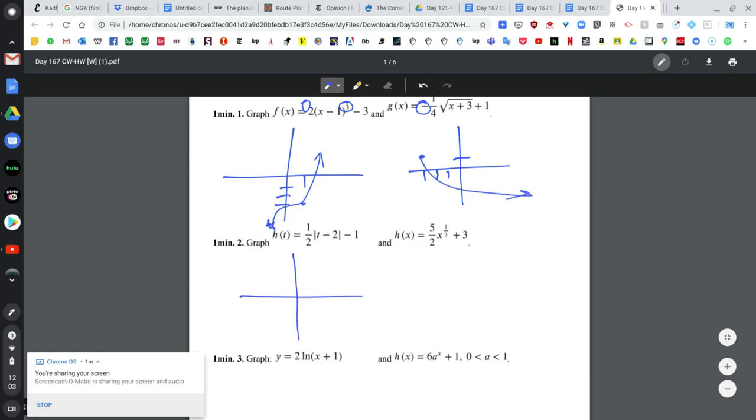Okay, let's do question number 2. You can pause the video. That's an absolute value function, shifted 2 units to the right, 1 unit down. Is it regular or flipped? It's regular, so it's just a simple V-shaped graph, okay?